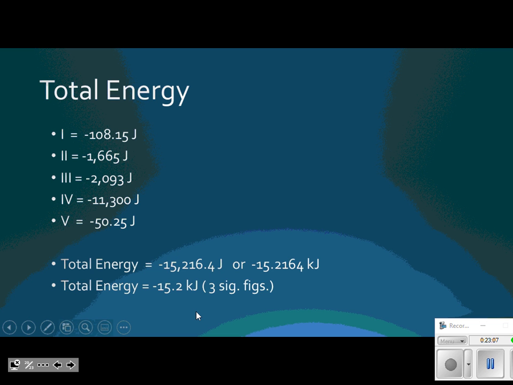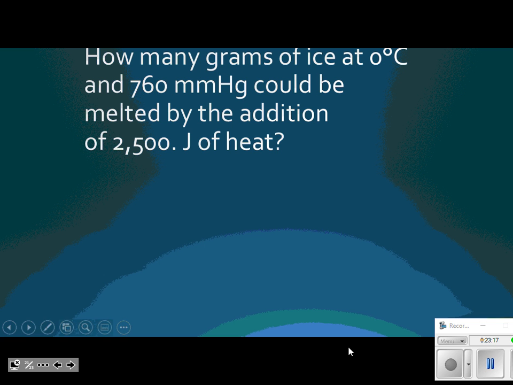Now, I got to show you one more type of problem because you're going to see this on your WebAssign. Okay? So go ahead and copy this guy down and then we'll work it. My question states, how many grams of ice at 0 degrees Celsius and 760 millimeters of mercury could be melted by the addition of 2,500 joules of heat?